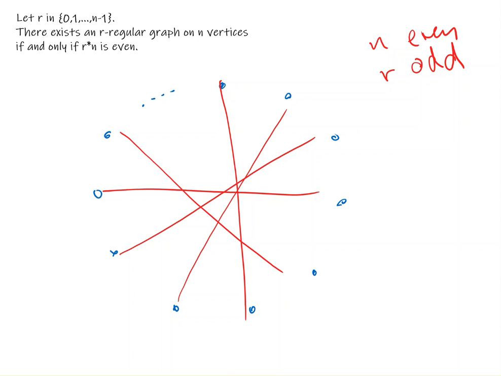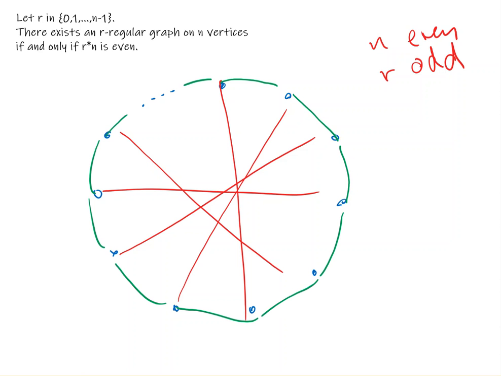And now for all even r's, we can just put a cycle like that in there. So we can add 2 by adding this cycle. So this would be degree 3 with green and red combined, and it would be degree 2 with just green. So now, how do we get any higher?